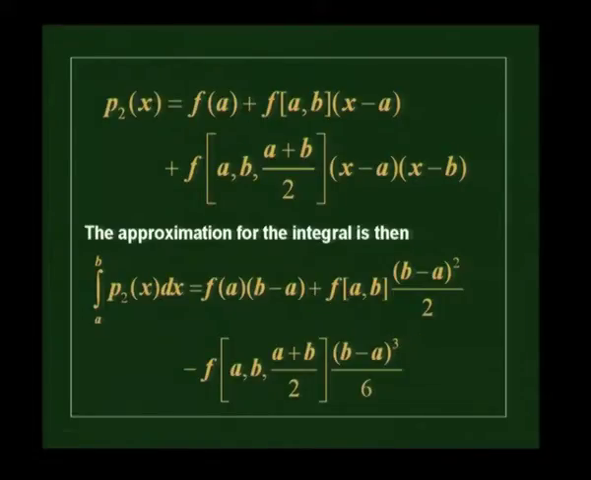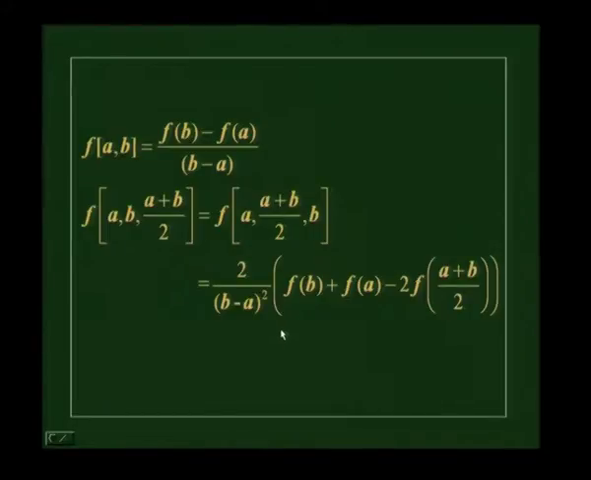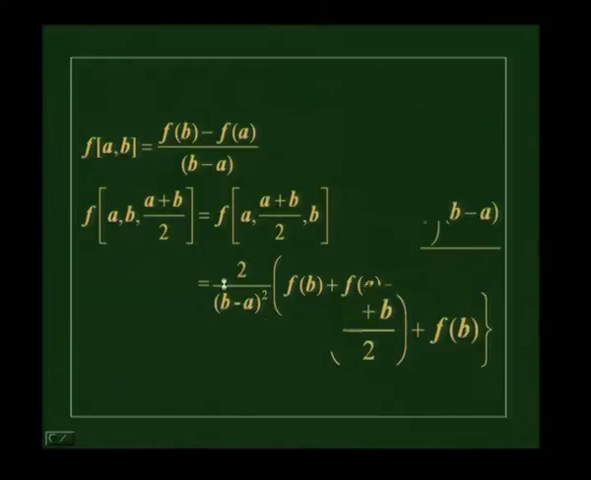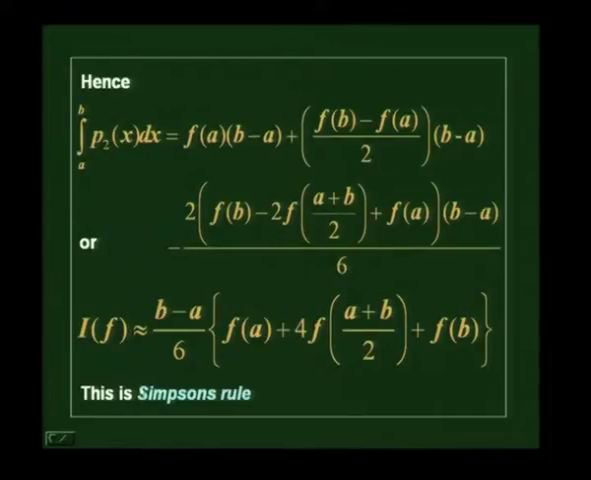So that's the Simpson's rule, and here the error would be of order 3. Now this is the final answer, the formula. The P2 of x would be (b minus a) by 6 into f of a plus 4 f of (a plus b) by 2 plus f of b. Basically it's just the integral of all of this.